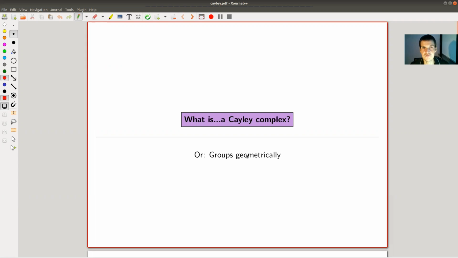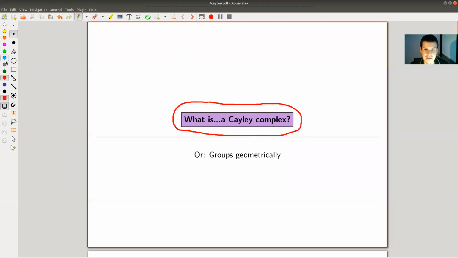Okay, welcome everyone to my continuation of what is algebraic topology. As usual, algebraic topology is a mixture between algebra and topology, right? That's hence the name. And today's topic actually is really at the intersection of algebra or group theory and topology. So I would like to explain what a Cayley complex is.